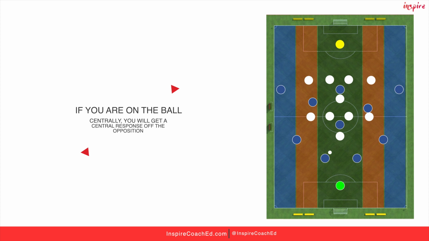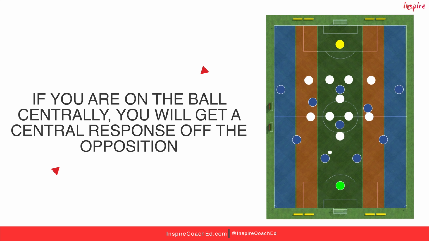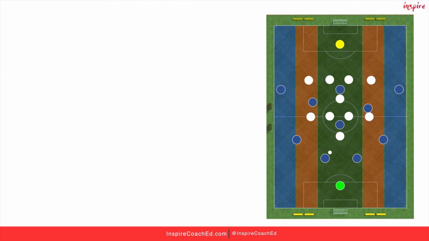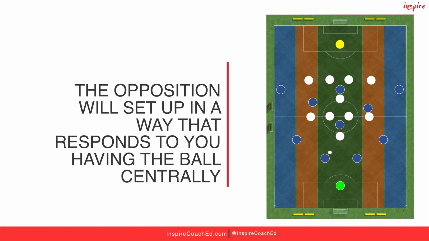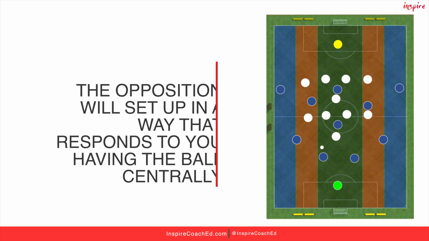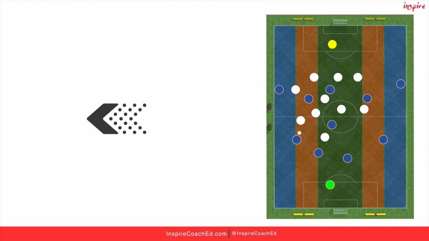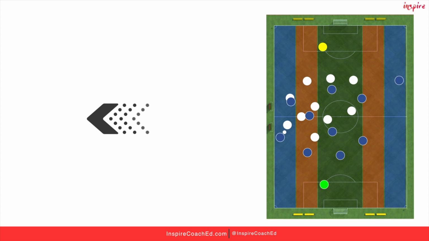If you are in the ball centrally, you will get a central response off of the opposition. So the opposition will set up in a way that responds to you having the ball centrally. If you move the ball 1 lane over, they will respond a different way. So in your half space, they'll respond this way. And if you move the ball another lane over into the wide channel, they will respond a different way.